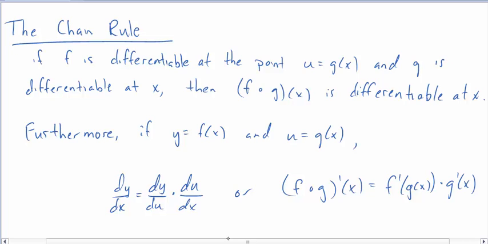If f is differentiable at the point u, where u is the g of x, the inside function, and g is differentiable at x, then the composition of f and g is differentiable at x. Furthermore, if we say that y equals f of x and u equals g of x, then dy dx is dy du times du dx, or the derivative of the composition is the derivative of the outside with g inside times the derivative of what's inside. And that's the way that I approached it the second time through.